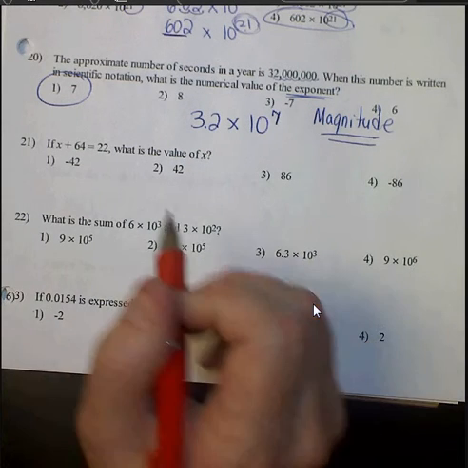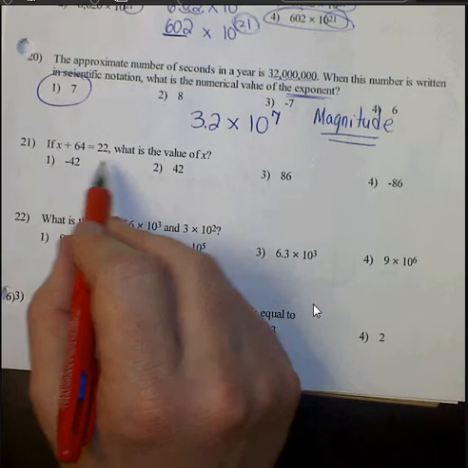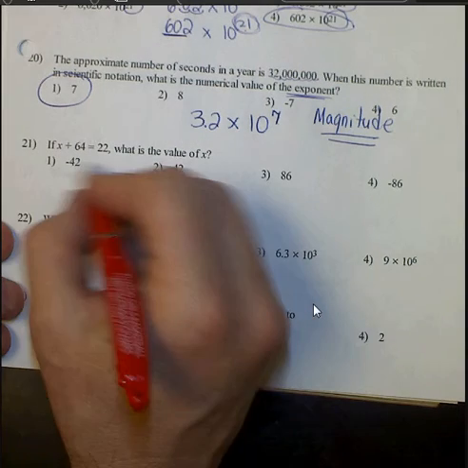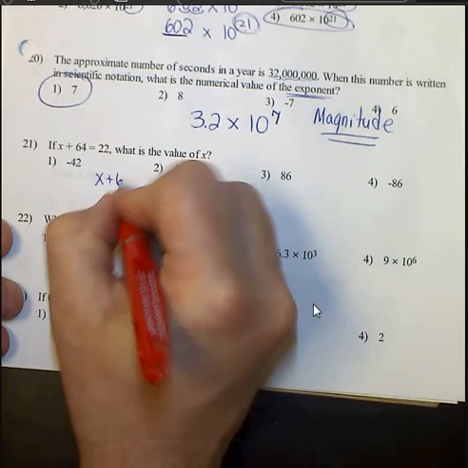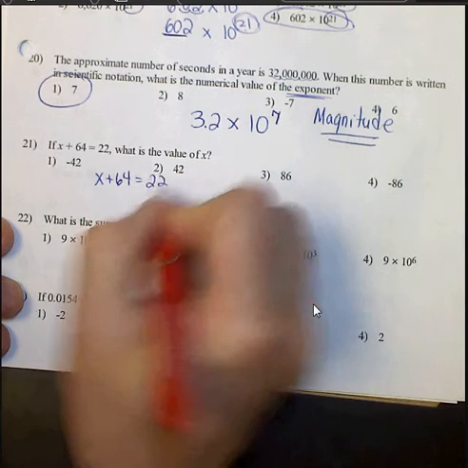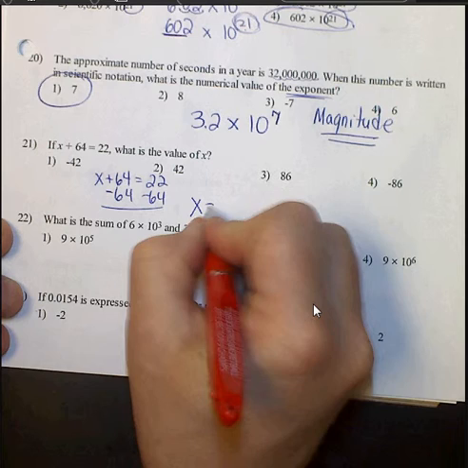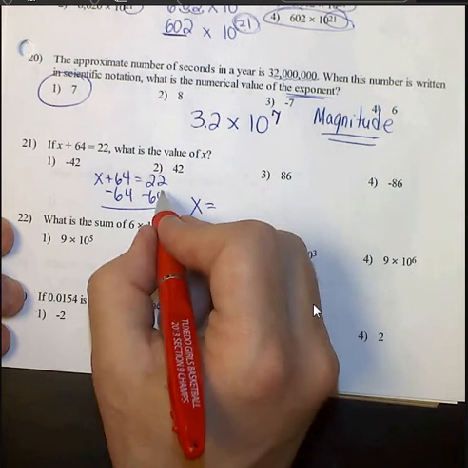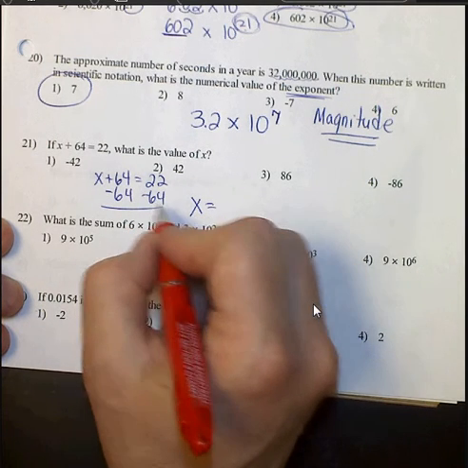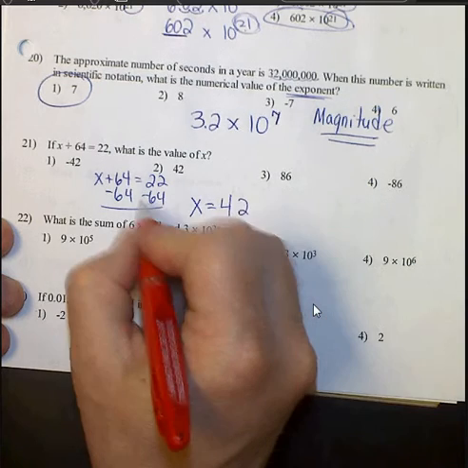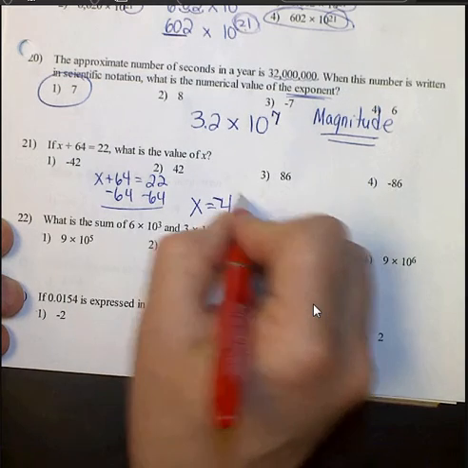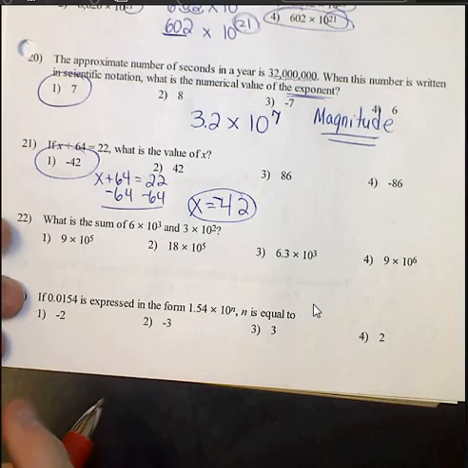Okay, number 21. If x plus 64 is 22, what is the value of x? This is pretty straightforward. It's a one-step problem. All I have to do is subtract 64 from both sides, and I'm going to get x is equal to, and when you start to look at these numbers, again, you're going to find a difference, and it's going to be 42. The 64 is bigger, so it's going to be negative 42, and that's choice 1.